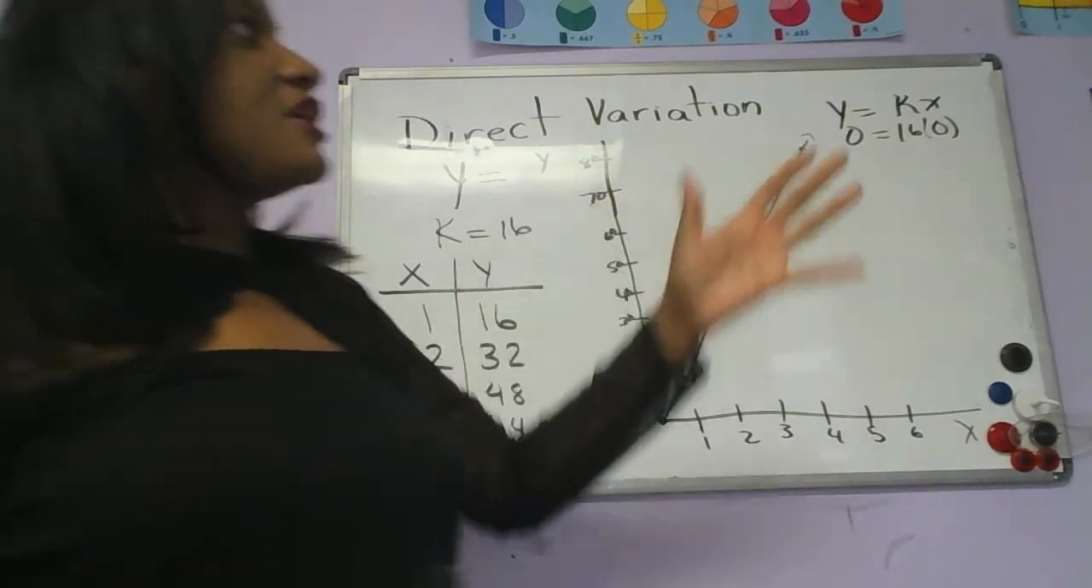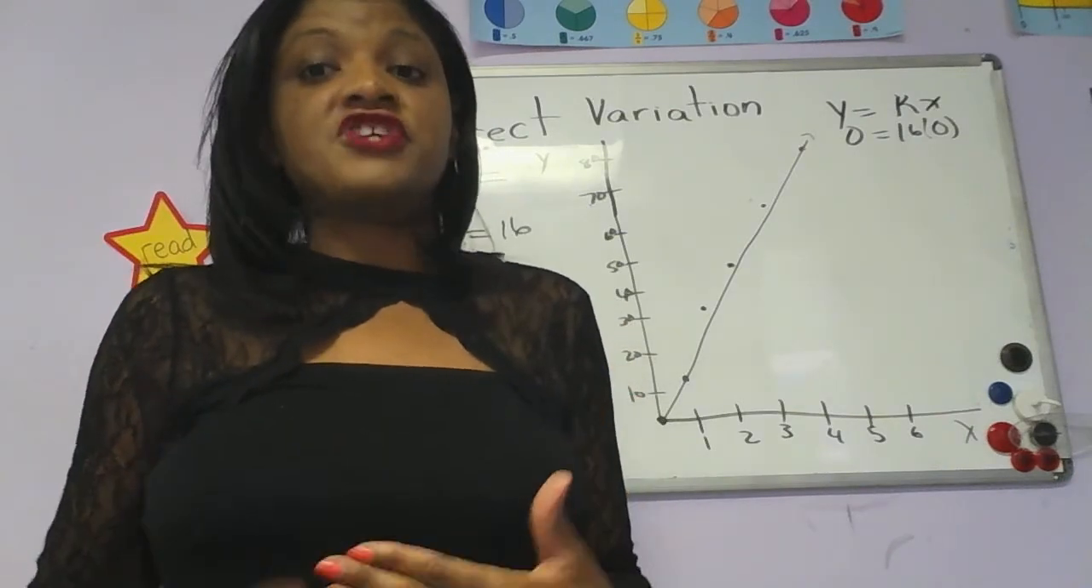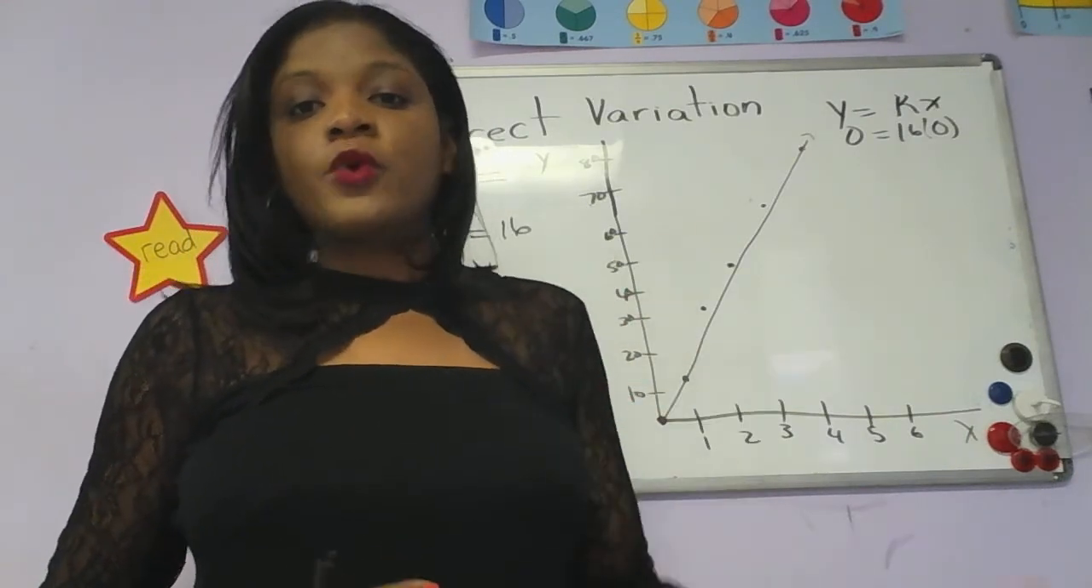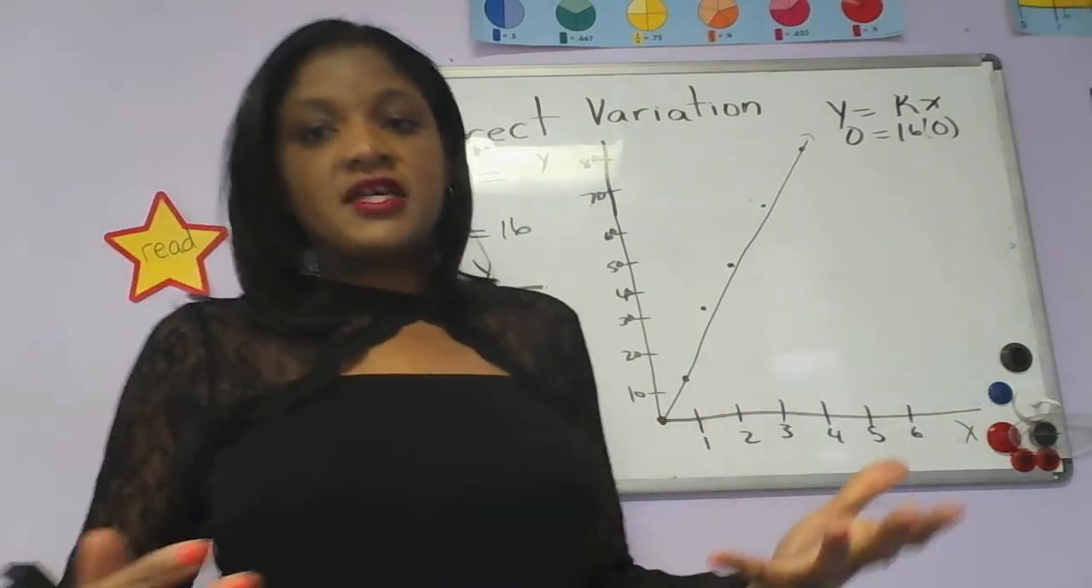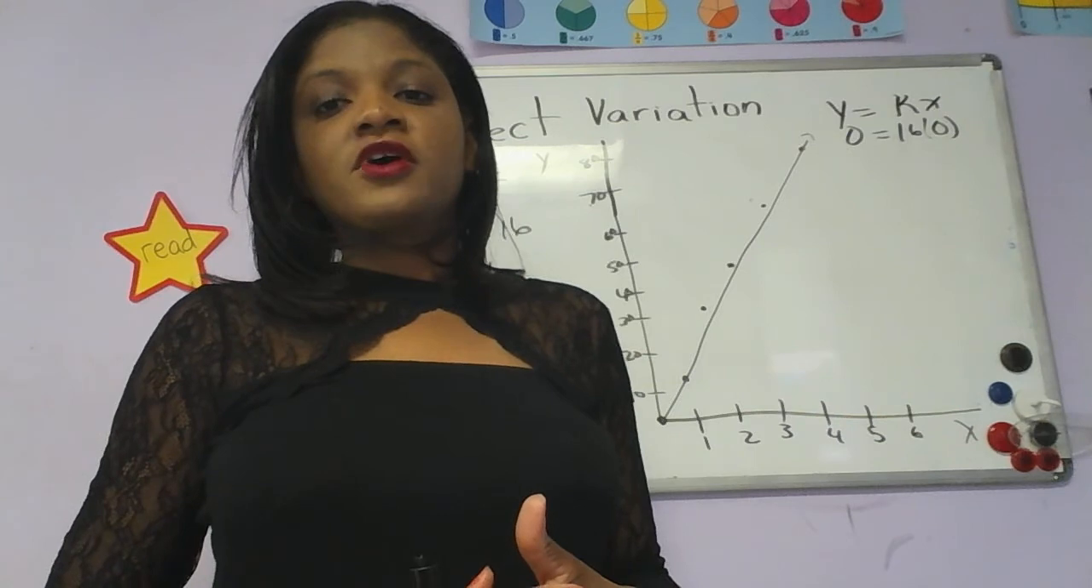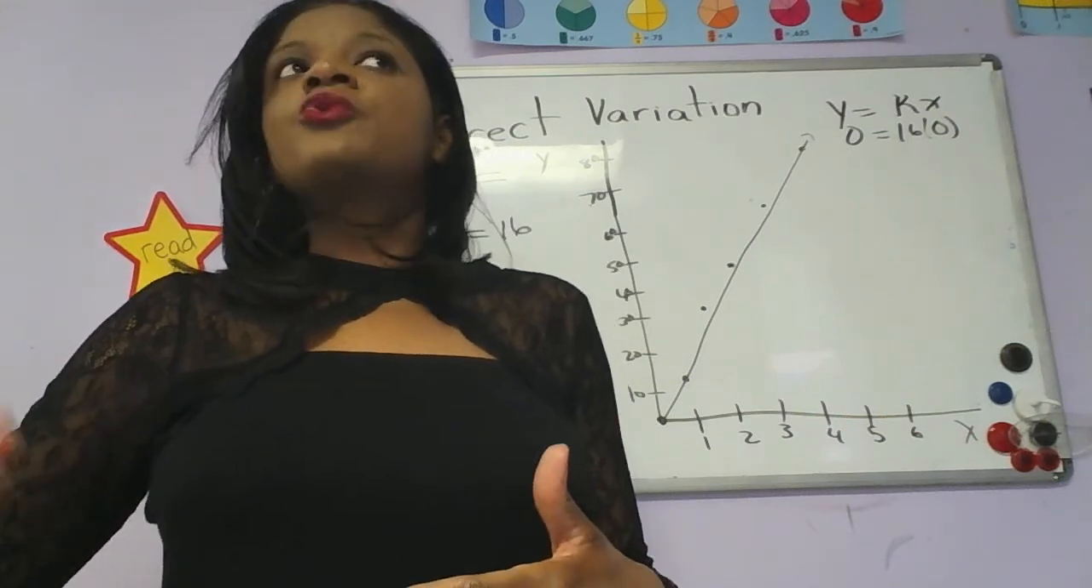Your k would be your constant rate of change. And no matter what number, like if he works 100 hours, it's going to be 100 times 16, which is 1,600. So you will know exactly what to expect.